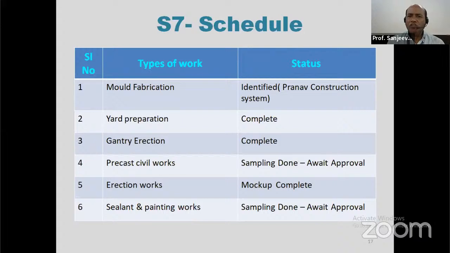Now the S7 schedule consists of mold fabrication, yard preparation, gantry erection, precast civil works, erection works, sealant and painting works. These were the activities undertaken as per the S7 schedule for the construction of the precast wall panel.